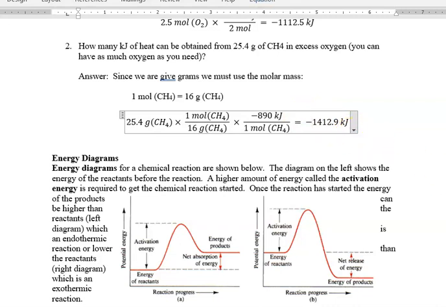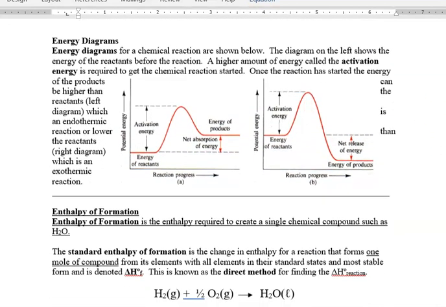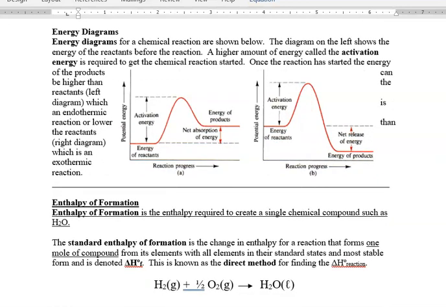Okay, let's keep going. Energy diagrams. You should know how to look at one of these. They're very simple, but you should know what they mean and know how to interpret them. Energy diagrams for a chemical reaction are shown below. The diagram on the left shows the energy of the reactants before the reaction. That's over on the left-hand side. So that's where the energy is. It's where it says energy of reactants.